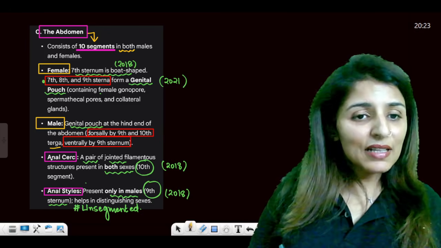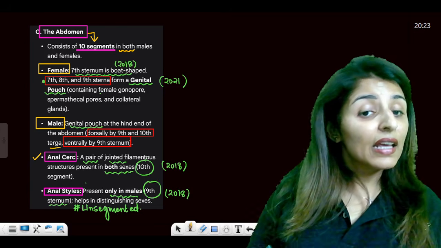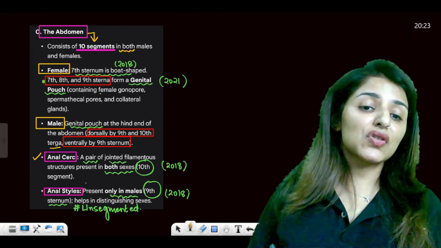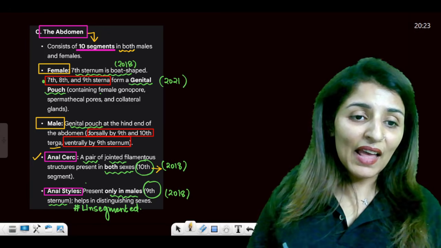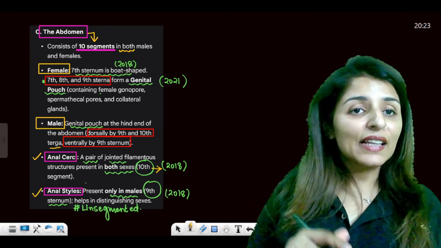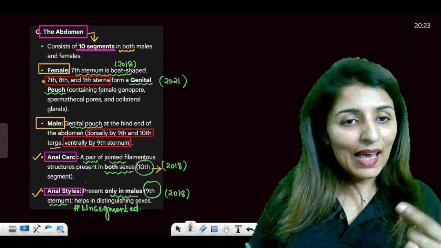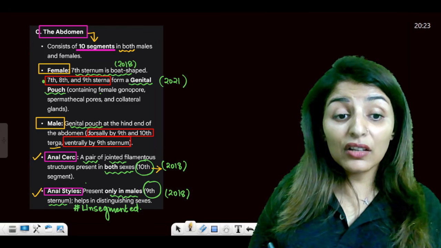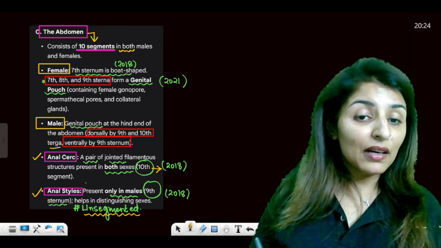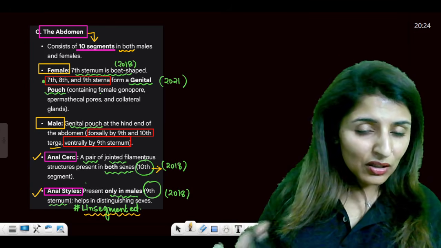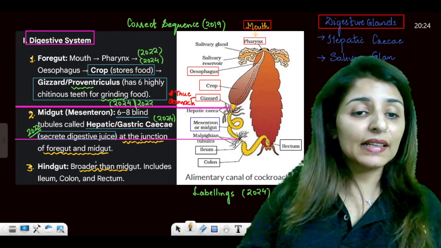Now, in case of males as well as in females, there is this structure, as already mentioned, anal cerci. It is a paired, jointed, filamentous structure present on segment number 10, 2018. And in case of males only, there is another structure present, which is anal style. Now, unlike legs and antennae and anal cerci, anal styles are the only unsegmented structure present in a cockroach, and that too only in the male cockroach. Is it clear? This helps in distinguishing the two sexes. And where exactly is it present? It is present on the ninth sternum.